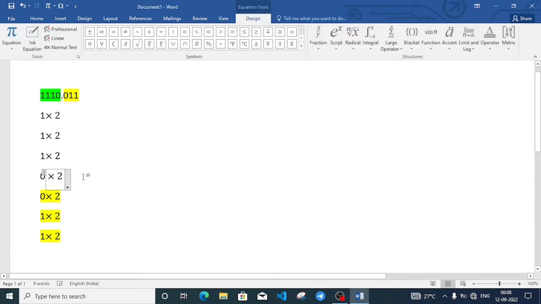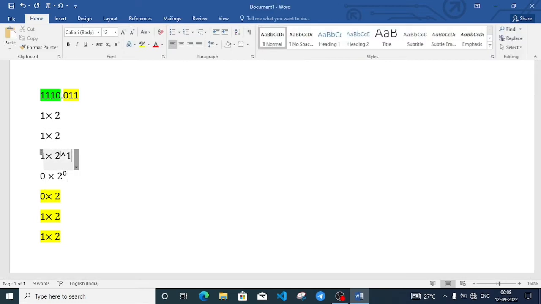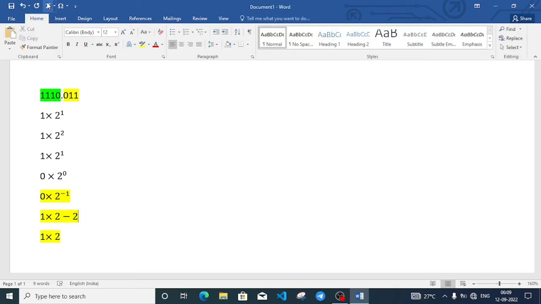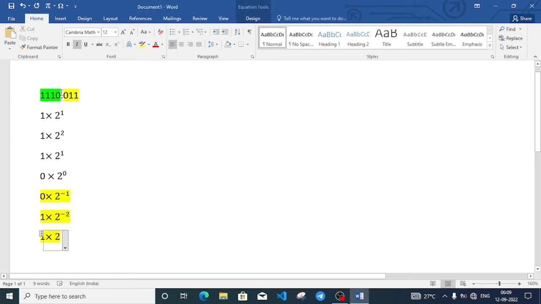From here we are going to give powers. The first number on the right-hand side gets power 0, then the second number gets power 1, then power 2, and at last power 3. Then we come to the fractional part, which goes from left to right. First we give power minus 1, then minus 2, and at last minus 3.